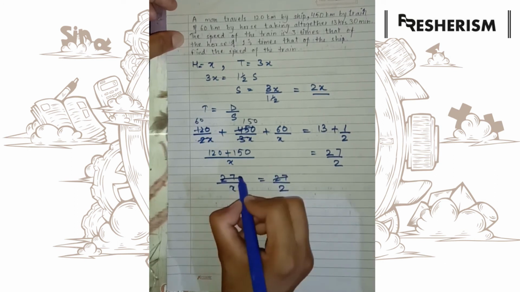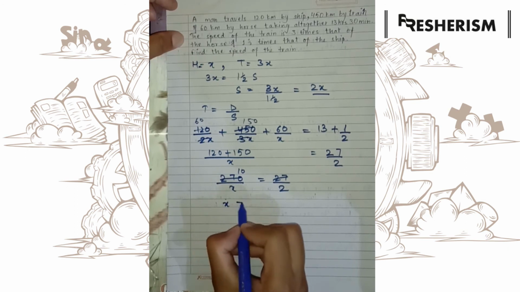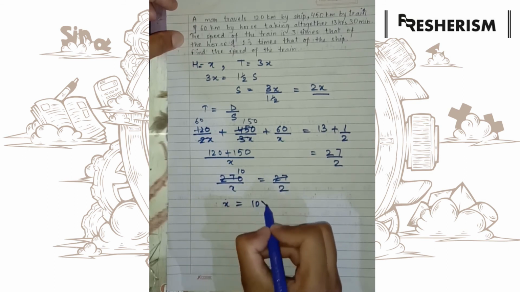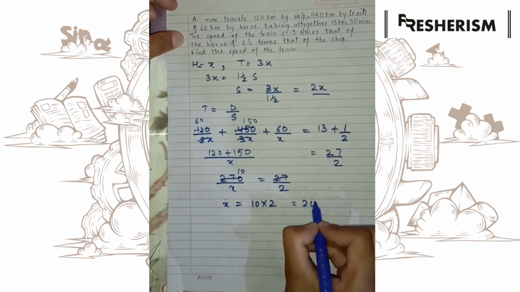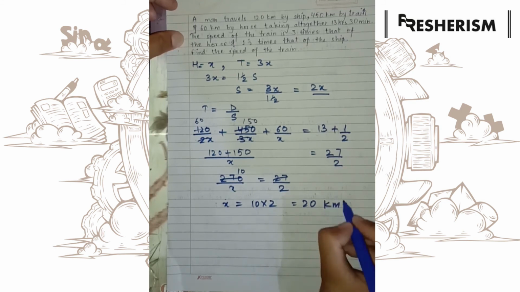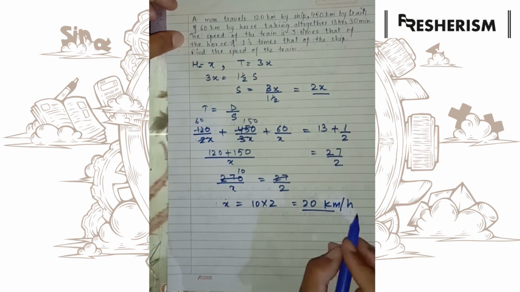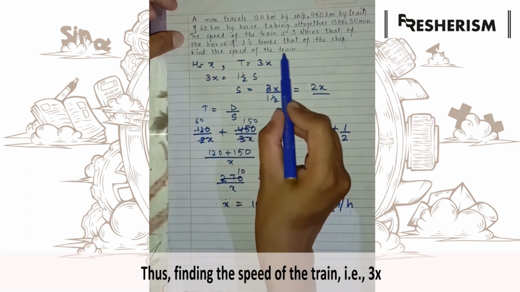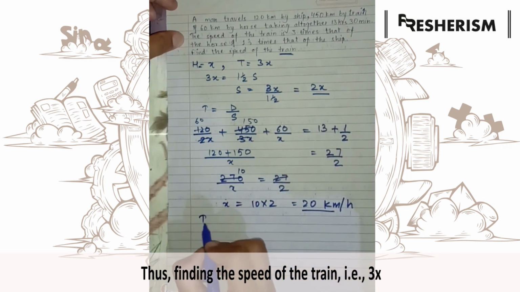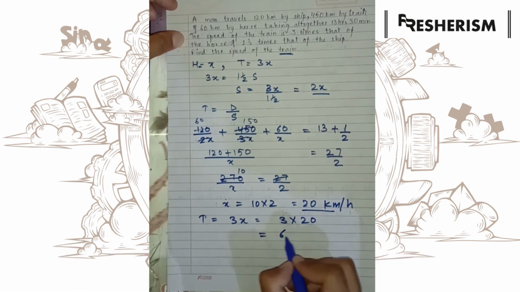So it will be 10 times of this. And on cross multiplication, we get x is equal to 10 into 2, that is 20. And it was the speed, so 20 kilometers per hour. We got the speed of the horse, but we had been asked the speed of the train. So the speed of the train was 3x, that is 3 into 20. We get the answer 60 kilometers per hour.